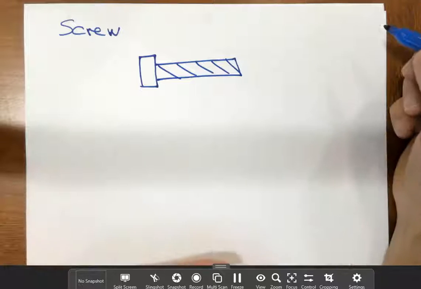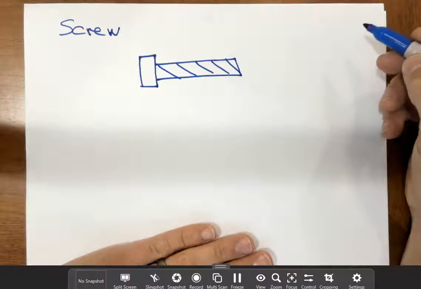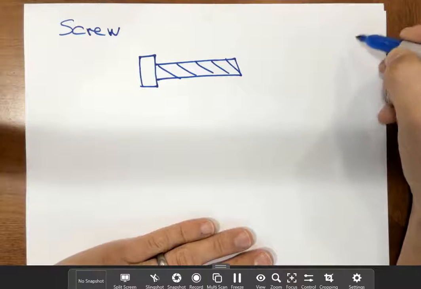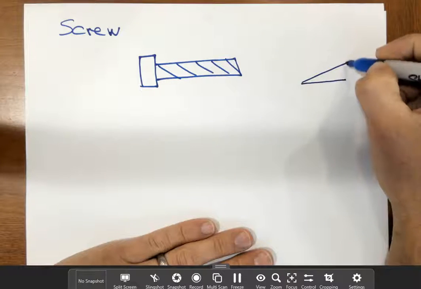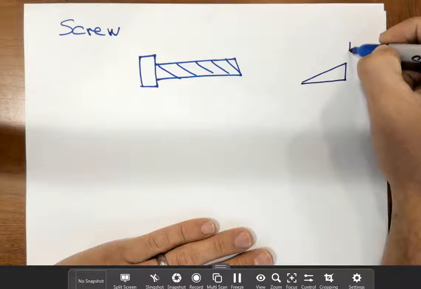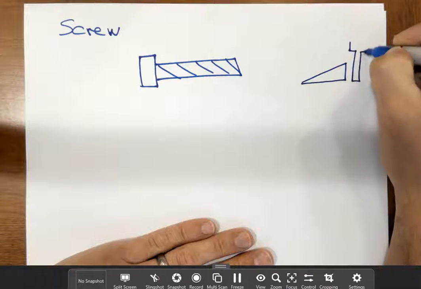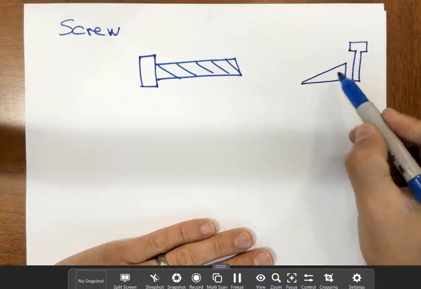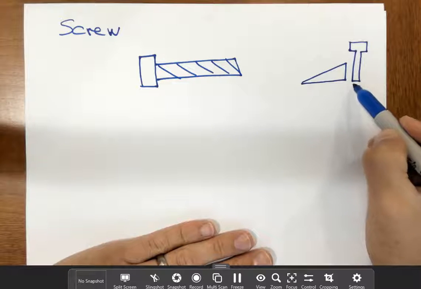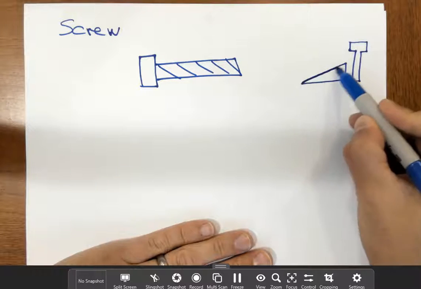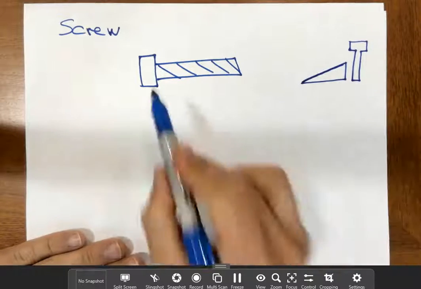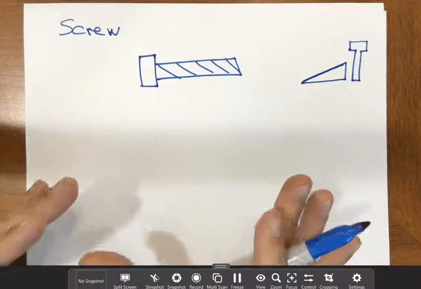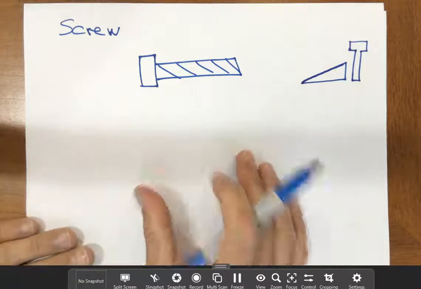All right, let's take a look at our last simple machine, the screw. First, I want to make the connection that a screw is actually an inclined plane. If you imagine taking an inclined plane and wrapping it around a cylinder, then that's how you get your threads. Your threads are a continuous ramp that is just wrapped around in a circle. So really, a screw at the core is an inclined plane if you really want to break it down.